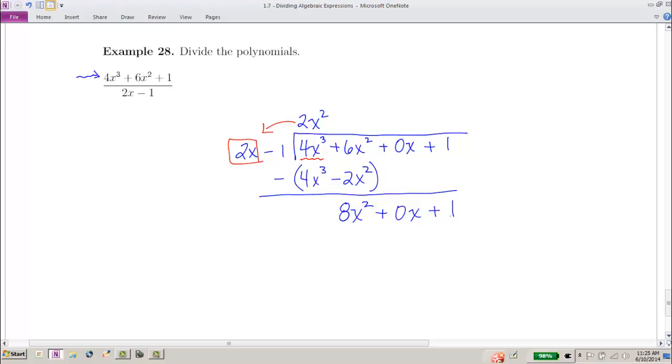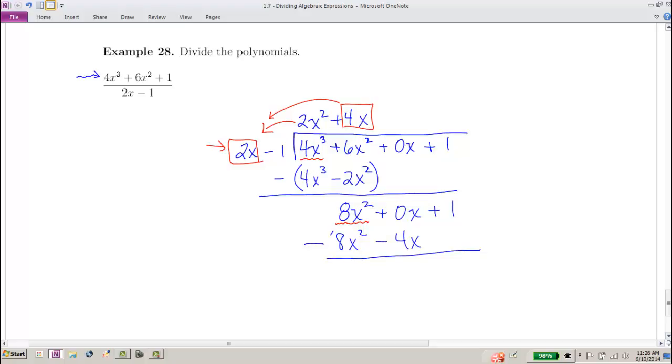Now we begin the process again, and we ask, what do we multiply by 2x, this guy right here, in order to get 8x squared? And in order to end up with 8x squared, I have to multiply 2x by a positive 4x, so we have plus 4x. And just like before, now we're going to take the 4x here and multiply it by the 2x minus 1. And when we do that, we get 8x squared minus 4x.